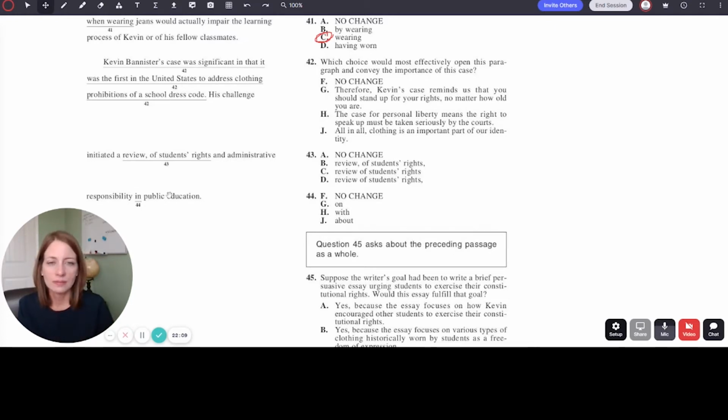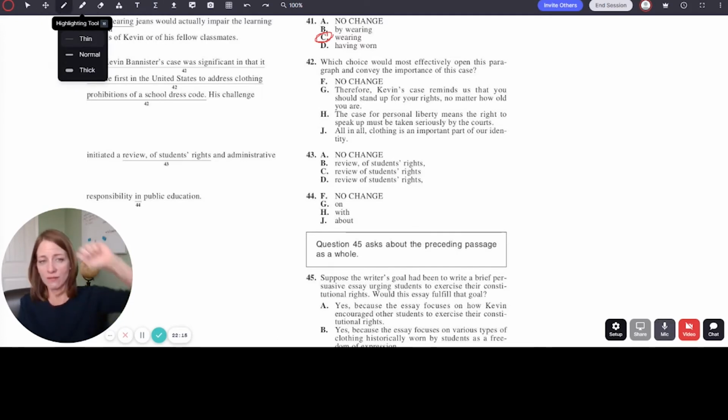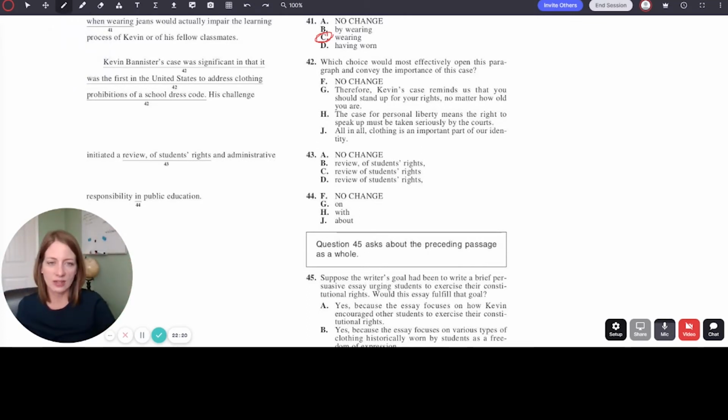I don't like G because it's just too broad. "Therefore, Kevin's case reminds us that you should stand up for your rights no matter how old you are." This is not really an issue of age. This is not a topic about age, so it goes off topic. "The case for personal liberty means the right to speak up must be taken seriously by the courts." It's just too broad. It's not keeping to the point. "All in all, clothing is an important part of our identity."